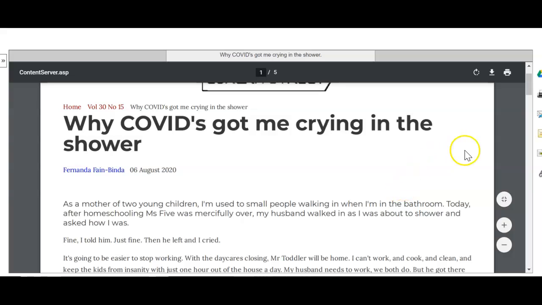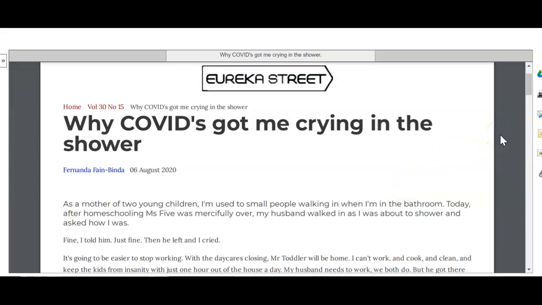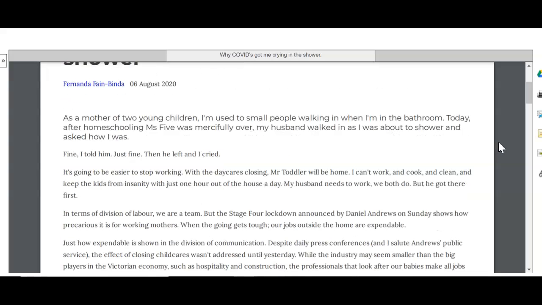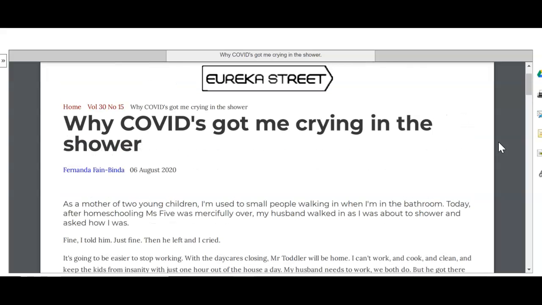Another example you might come across, especially in a newspaper or magazine, would be someone's personal testimony. So for example, the author here is talking about how it's so hard to be a mom during COVID-19 and not have a break from your family. So again, that's another example. This doesn't tell us everyone's experience of COVID-19, but it tells us one person's.